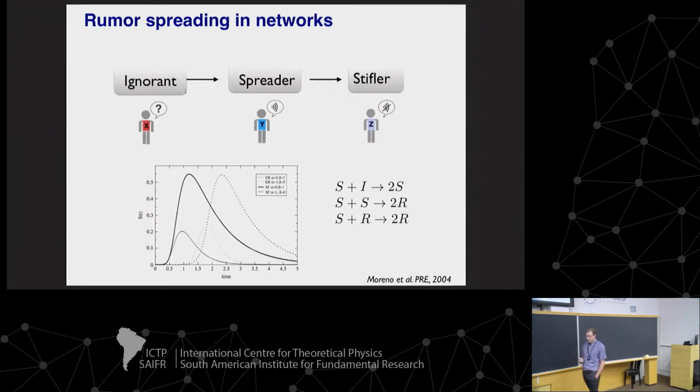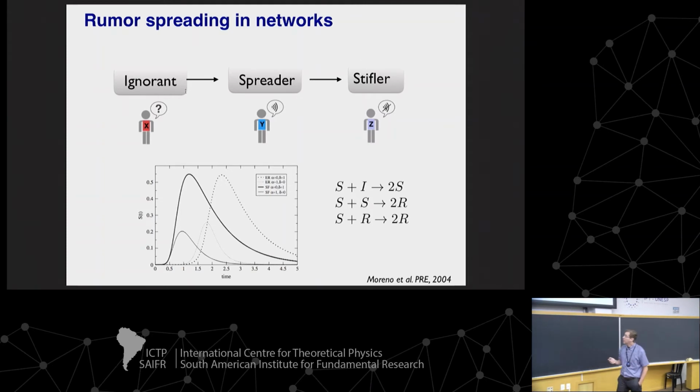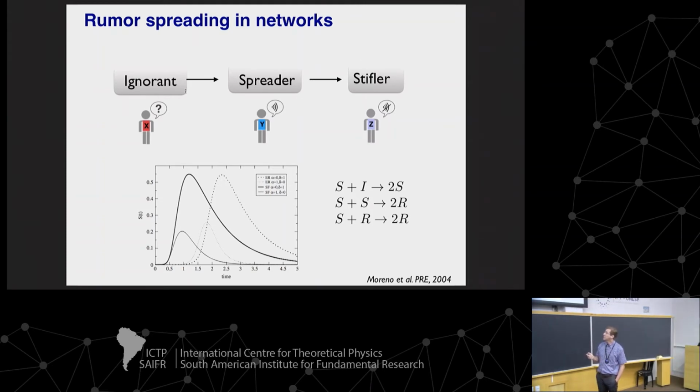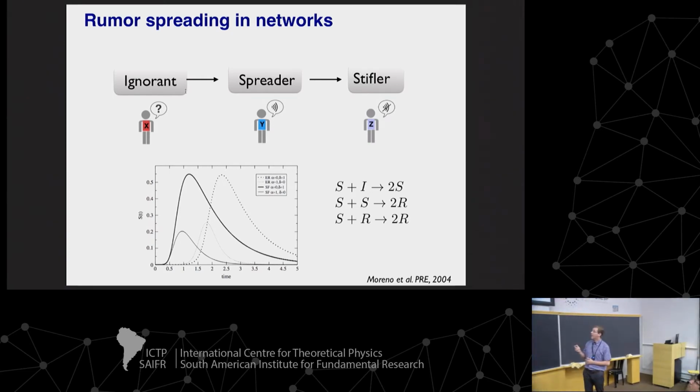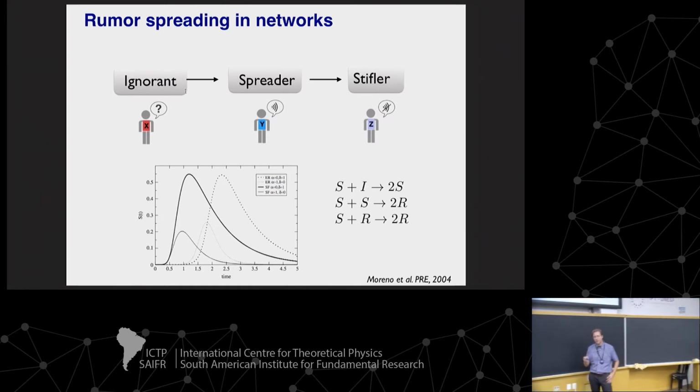We can also model rumor spreading. In rumor spreading, we have an individual that is ignorant. This ignorant individual will become a spreader. So the individual will receive the information with a given probability, and then the individual can become a stifler. A stifler is an individual that knows the information but is not interested in the propagation.